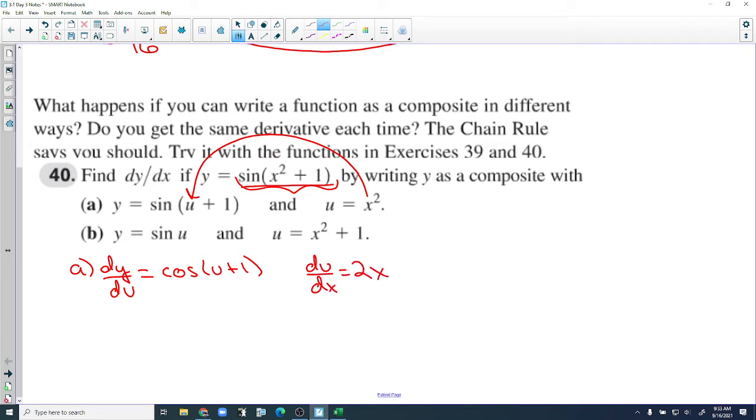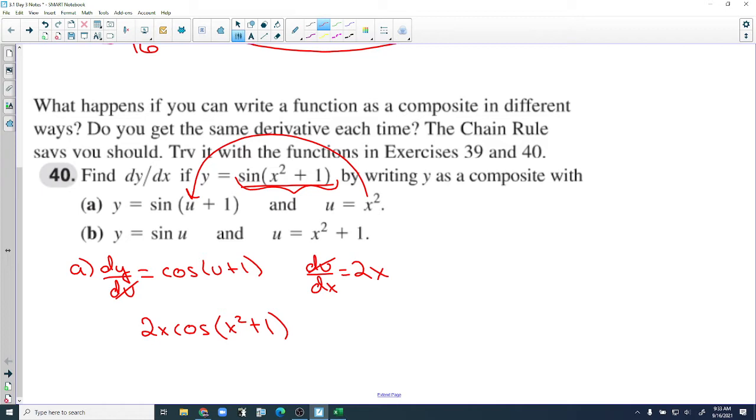Now, we get the derivative if we multiply these two together, because when you multiply those two together, the du's cancel and you get dy dx. So we have 2x cosine of, but u is x squared, so x squared plus 1. So there's the derivative. Now, we knew that was going to be the derivative. It's the derivative of the outside times the derivative of the inside, which is 2x.